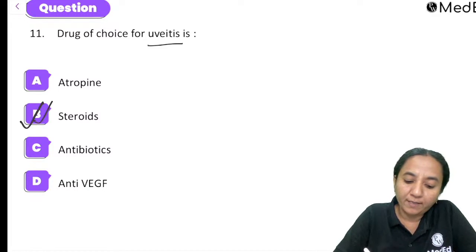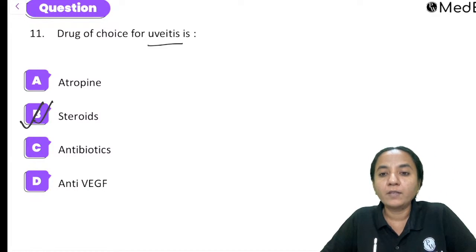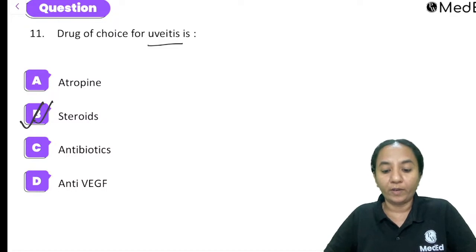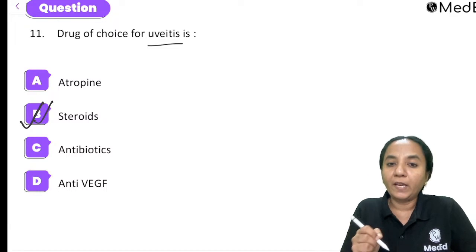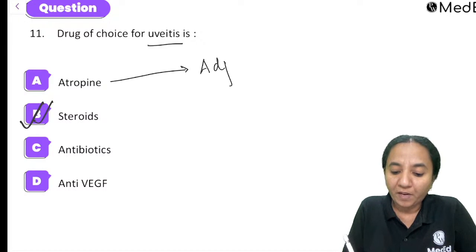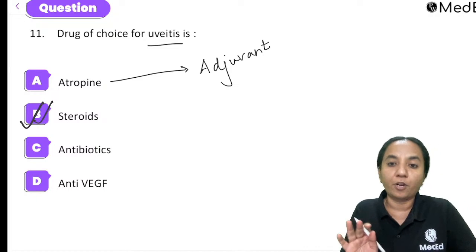The drug of choice is steroids, because steroids are going to suppress or take care of the inflammation. So drug of choice for uveitis is steroids. Make no mistake about it. Some students feel that it is atropine, but please remember that atropine is an adjuvant. Atropine is not going to change the course of uveitis, so it cannot be the drug of choice.